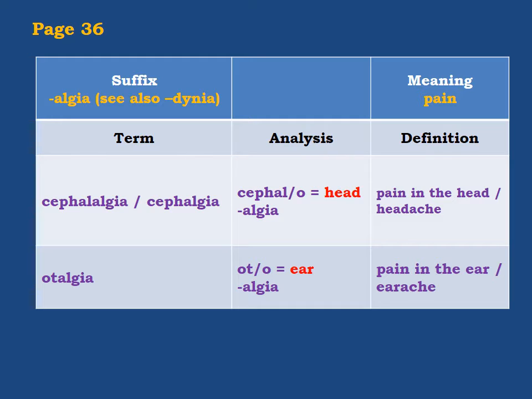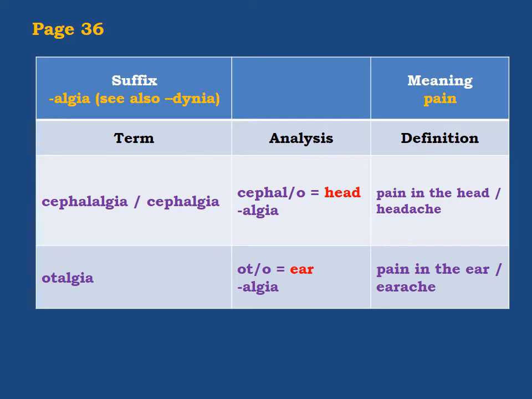As we said, this chapter focuses on suffixes, and if you look at the first suffix we have here, algia. And there is another form of this one, a suffix which has the same meaning. It is called dynia. But here we have to notice something, that even though these two suffixes have the same meaning, we cannot use them interchangeably. We cannot put one in place of the other.